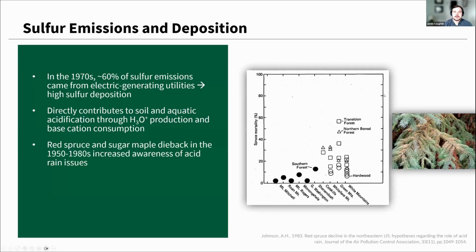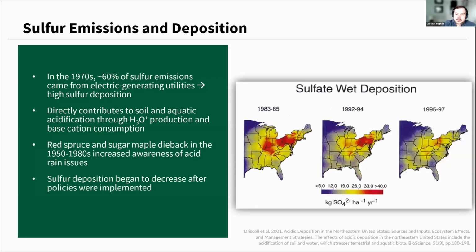And this really started to come into public awareness through the acid rain issues that were occurring due to red spruce and sugar maple dieback in the 1950s through the 1980s. And this ultimately led to the Clean Air Act amendments of 1990, targeting these acid rain issues. Shortly after those Clean Air Act amendments were passed in 1990, you can see that we started to decrease the amount of sulfate deposition that was occurring as we were targeting those emissions.